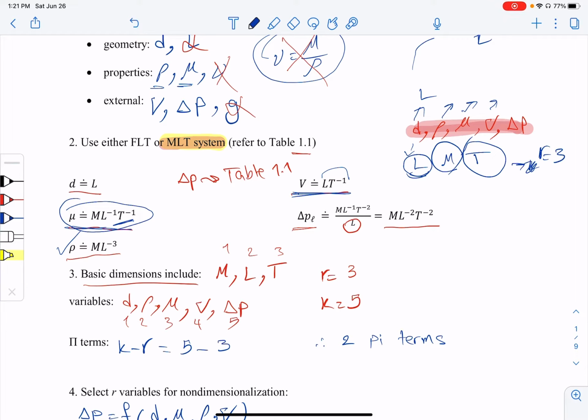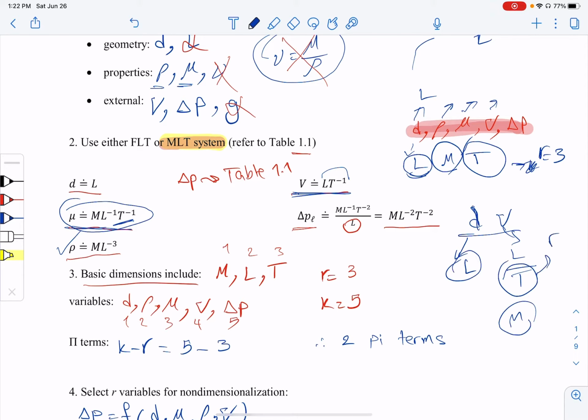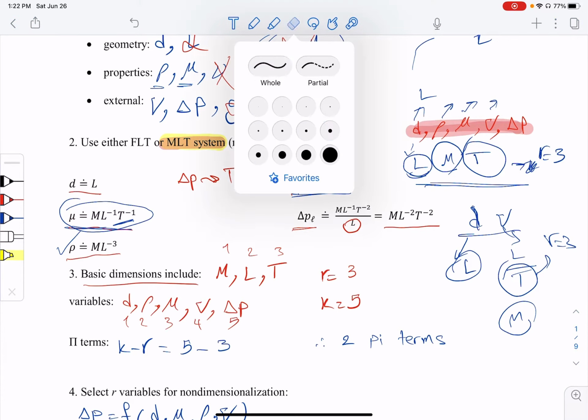But let's say we have only D and V as the only variables that we have. This one has length in it, and velocity, we know it's x over t, which is length per time. So if we use the MLT system, we just have L and T. We don't have M here. Then in this case, R is going to be 0, so be careful about that. But most of the time, it has 3 of them, L, M, and T.